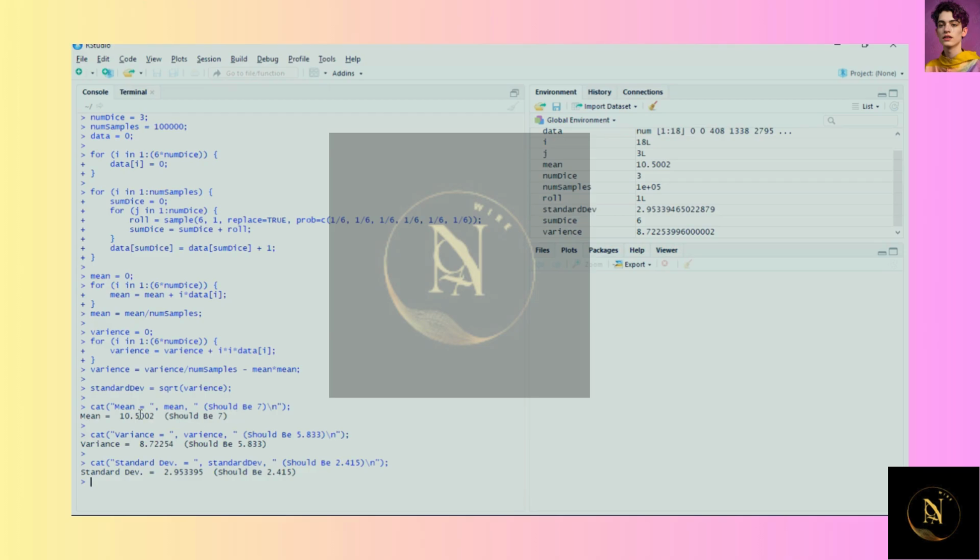So yeah, it looks like whenever we have one die, that mean should be 3.5. For two dice, that mean will be 7, and then for three dice, that mean will be 10.5. And that's basically all there is to this problem.